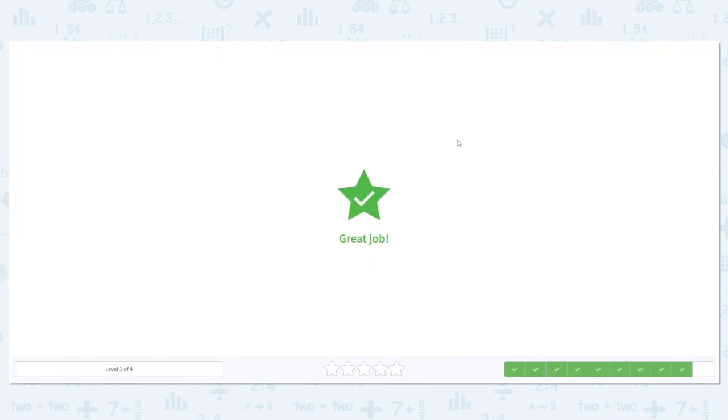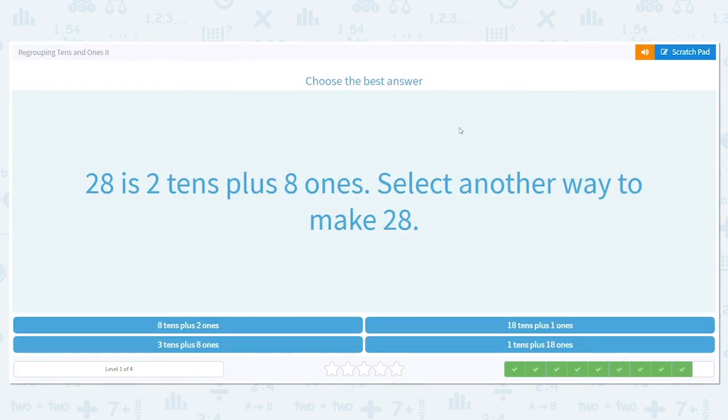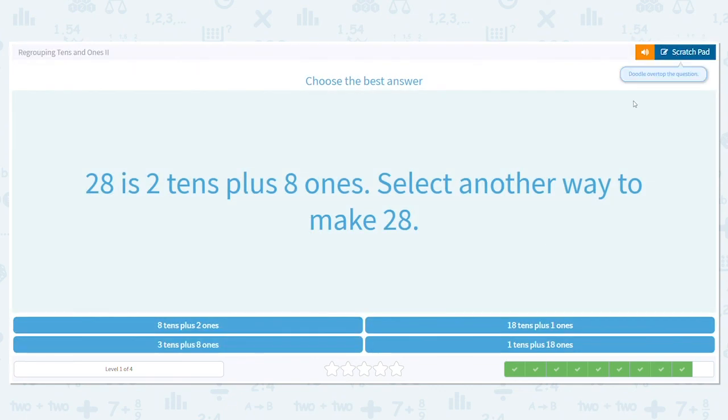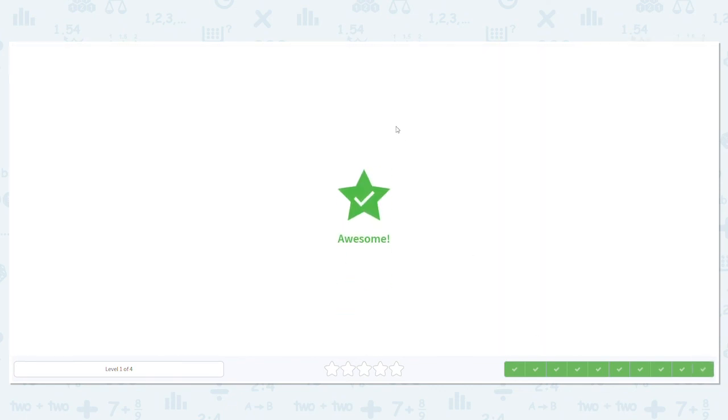You're doing such a good job. Let's try one more. 28. So I have my tens and my ones. I have 28. I go to the tens, make it a 1, take that group of 10 over to the 8, and that becomes 18. So 28 is the same as 1 ten plus 18 ones. Great job!